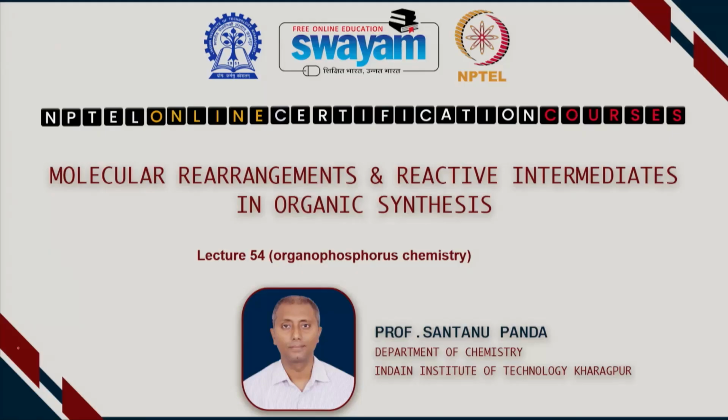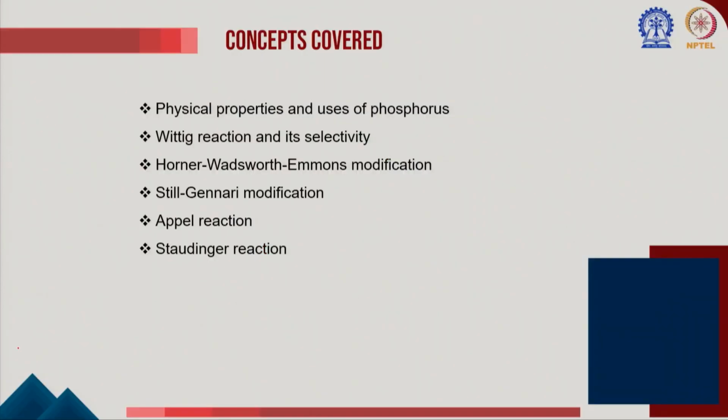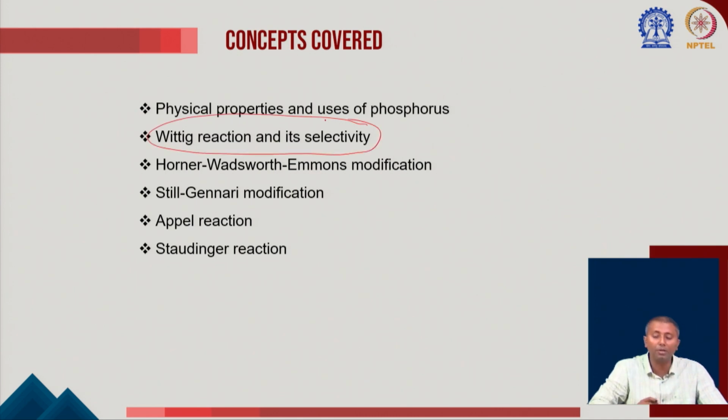So these are the three different p block elements we want to cover in this course. In today's class, my focus is to talk about the discovery of phosphorus and different types of organophosphorus compounds, and then talk about some of the important reactions, like the Wittig reaction we are going to learn. It's a very important reaction for the synthesis of olefins.